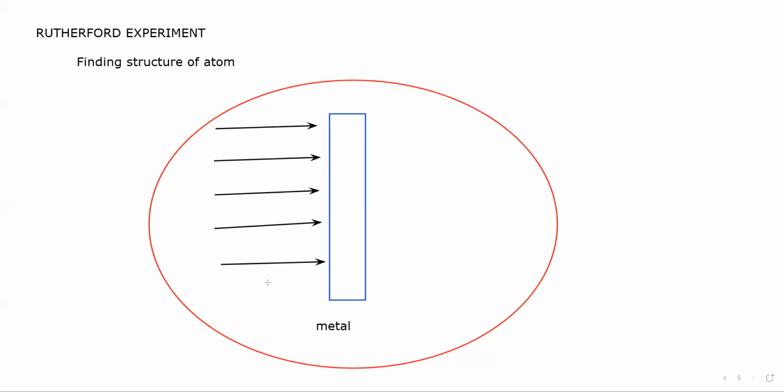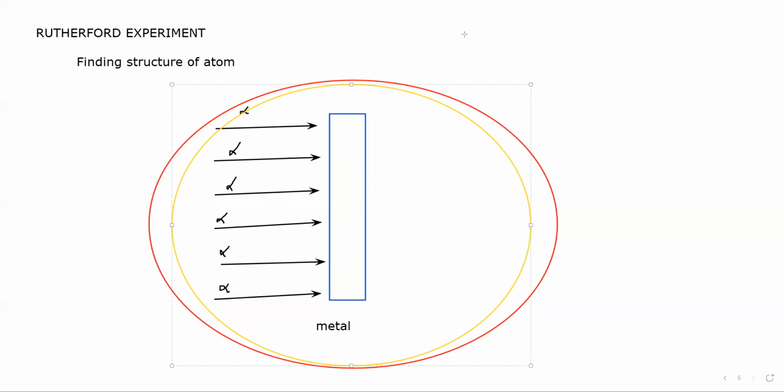So Rutherford carried out an experiment. In his experiment, he took a metal foil and targeted it with fast-moving alpha particles, and the surrounding is covered with a fluorescent screen. What is a fluorescent screen? The fluorescent screen glows when a particle hits the screen.